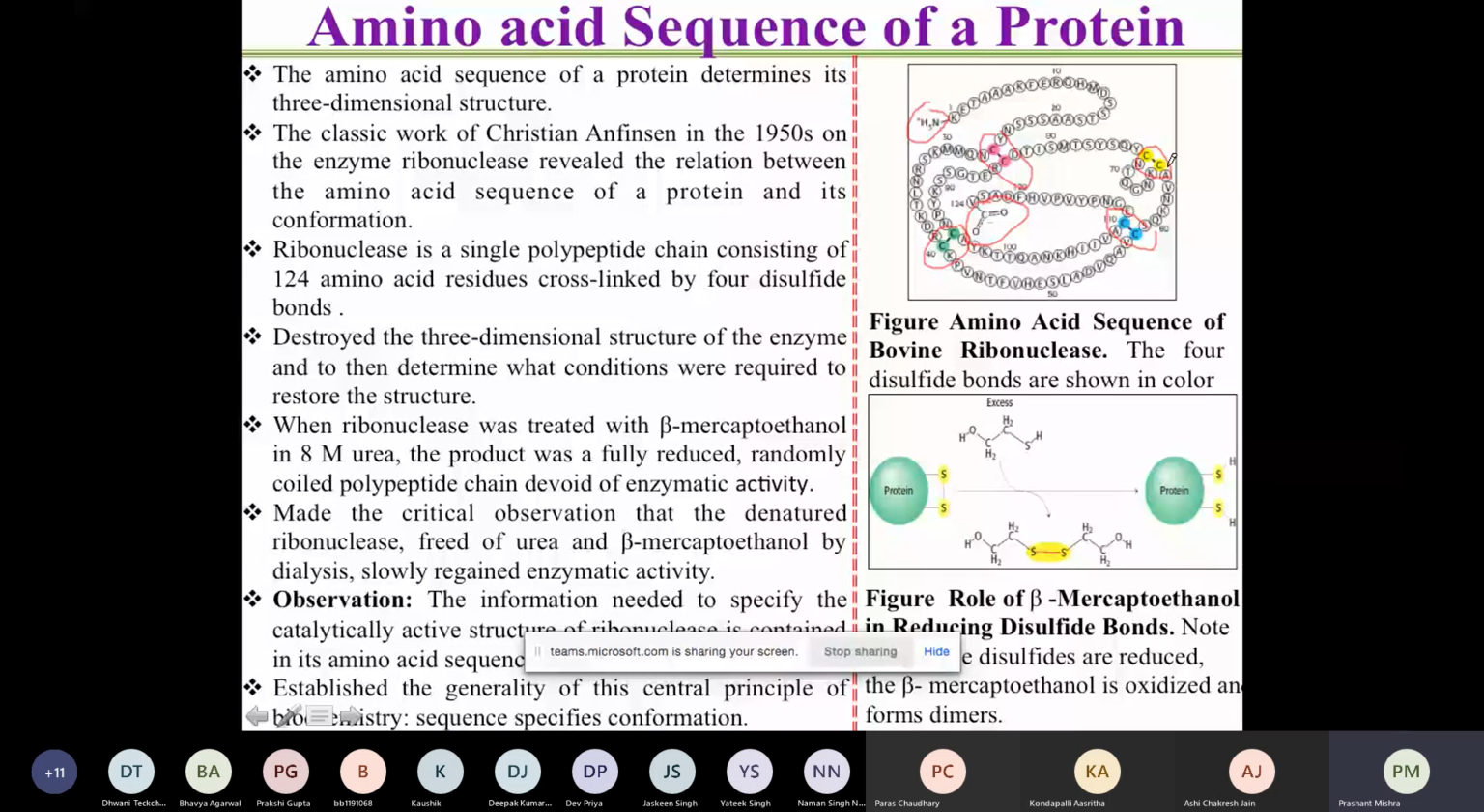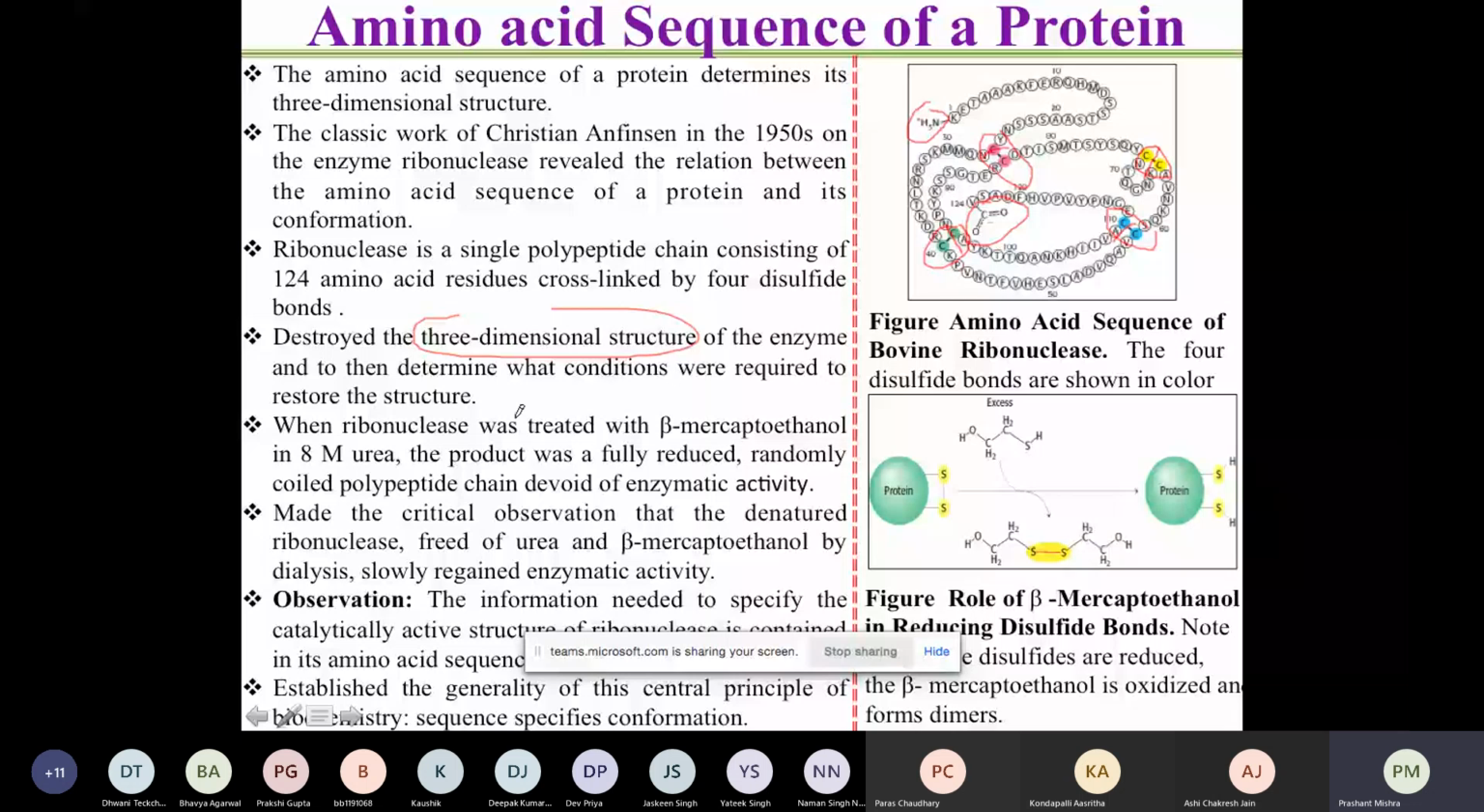How to convert this structure into a straight chain? One thing you could do is break these CC bonds, the disulfide bonds. If I break these disulfide bonds, they will not hold each other and they will make a random sequence. So what has been done is that he has destroyed the three-dimensional structure. What is three-dimensional structure? It is the structure where the amino acid residues are interacting with each other. So he destroyed the three-dimensional structure of an enzyme, ribonuclease, and then determined what conditions were required to restore the structure.